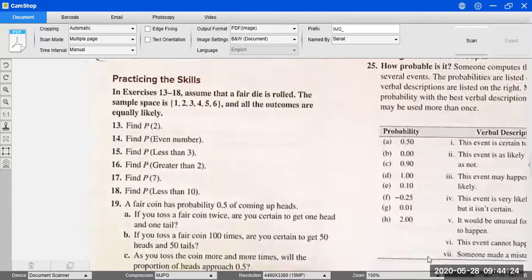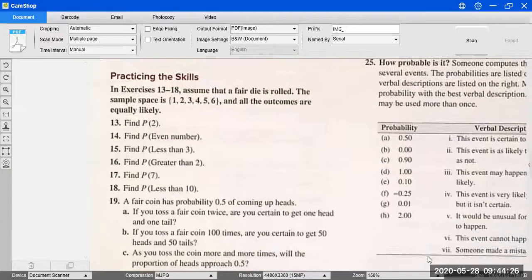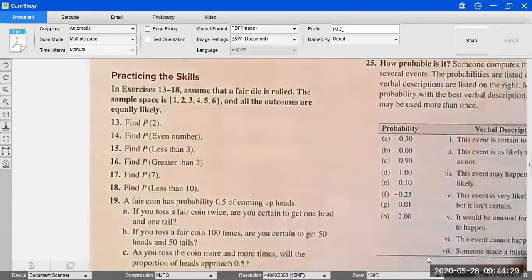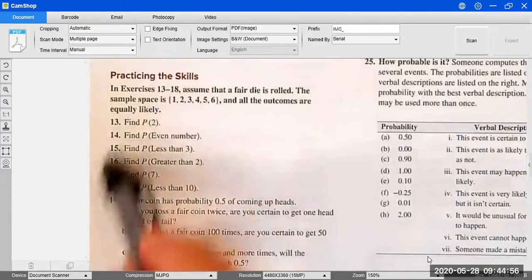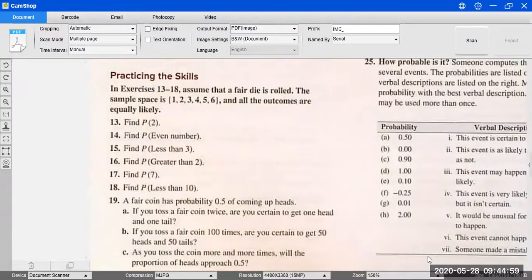Exercises 13 to 18. Assume that a fair die is rolled, so the sample space is the one that you already know, 1 through 6, and all the outcomes are equally likely. So the die is fair. So you're going to find the probability of getting 2, the probability of getting an even number, or getting a number that is less than 3, or a number that is greater than 2, or the probability of getting 7, or the probability of getting a number that is less than 10. So these are the first 6 problems. So it's like just a single problem. It's not a big problem.